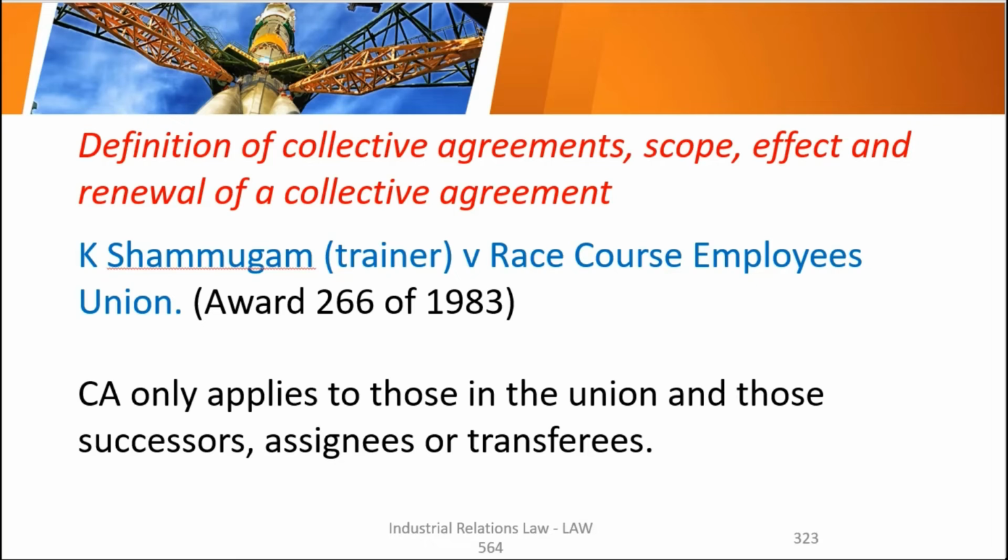Looking at the CA, it can only apply to those members of the union, and obviously the successors, assignees, or transferees, meaning whoever is transferred into the company, they are also bound by the agreement. Assignees are anyone that is assigned to work in that company for a period of time, and they will also be benefiting from the trade union.